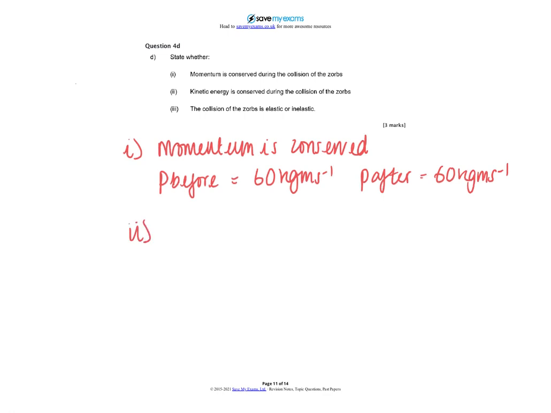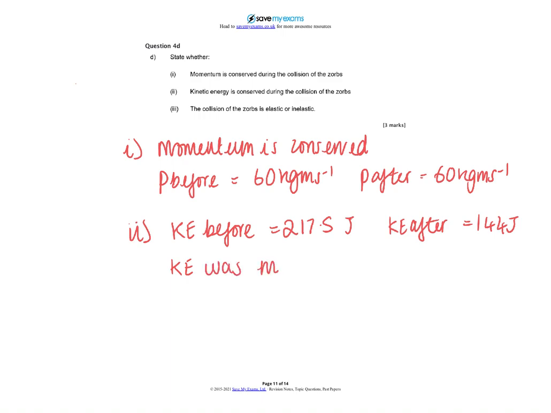Part II: was kinetic energy conserved? Let's state what we know first. KE before was equal to 217.5 joules. KE after was equal to 144 joules. So we're going to say the kinetic energy was not conserved because those are both different numbers.